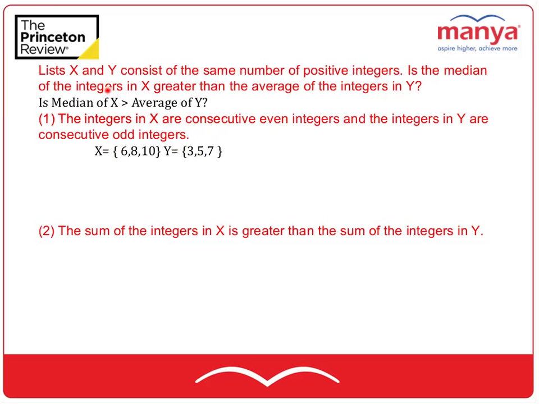x and y consist of the same number of integers. So if here it is 3 elements, here also 3 elements. Now can you say, is the median of x going to be greater than the average of y? Can you all give me the answer here? Is it going to be a yes or a no?